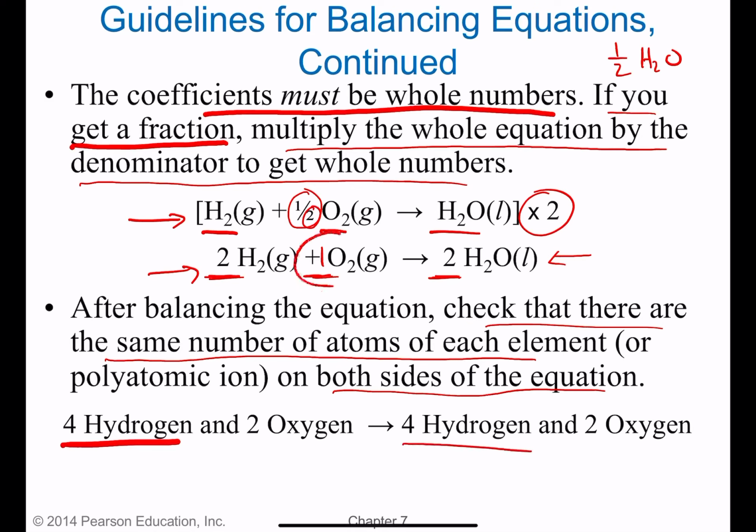And with the oxygens, we've got 2 on the left. And then here we have 2 times the 1 in the formula, so there's 2 oxygens on the right. So we have 4 and 4 and 2 and 2. We have the same number of atoms for each element on both sides. So the equation is indeed balanced.